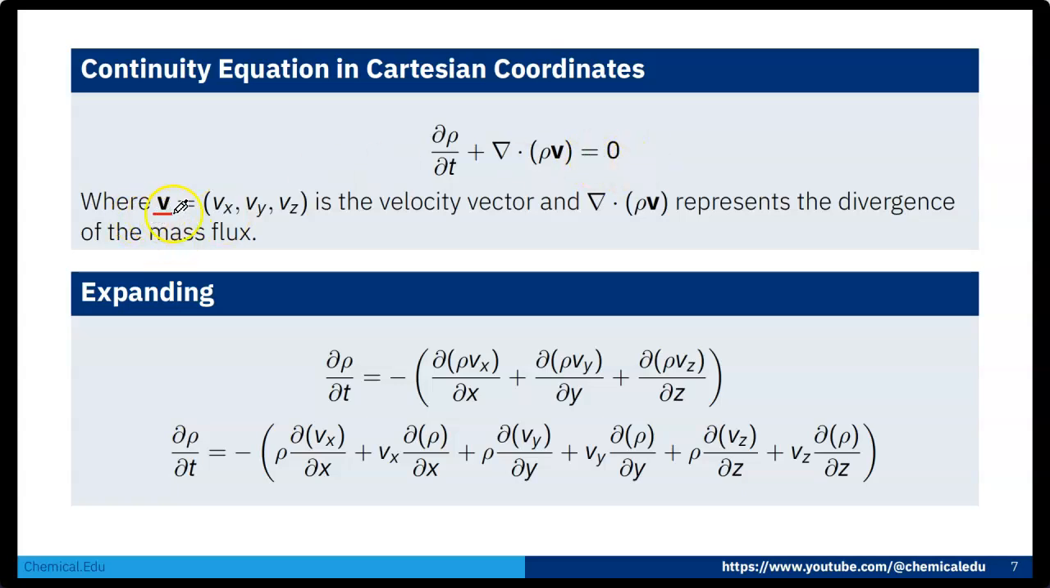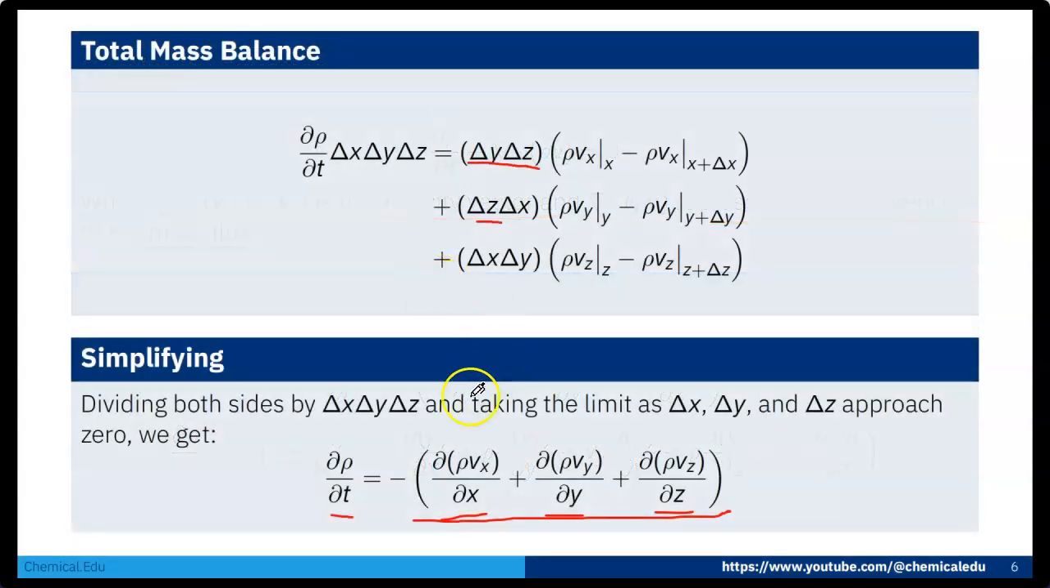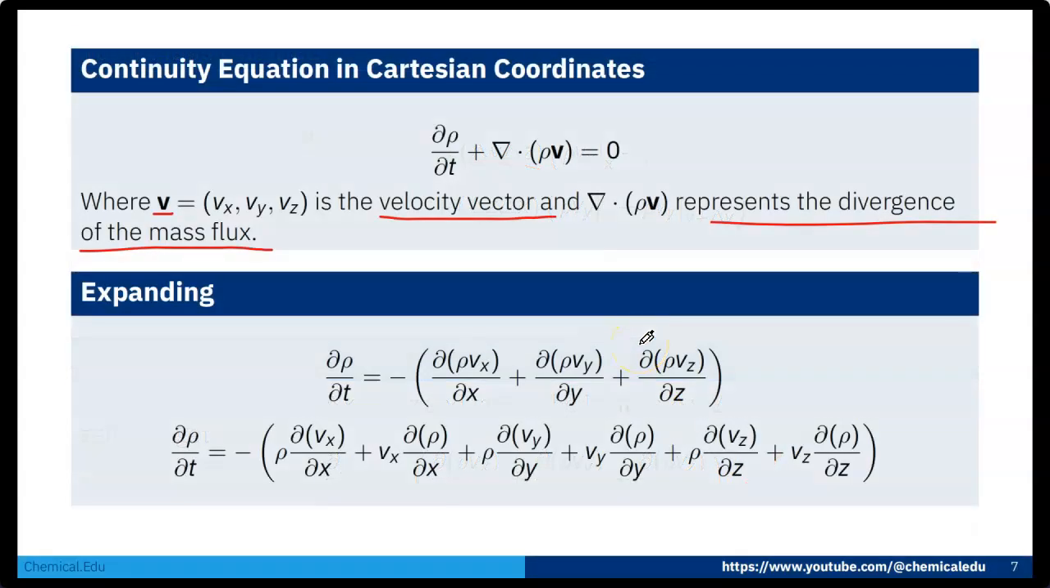Here that capital V is nothing but Vx, Vy and Vz, the velocity vector, and del dot or nabla dot rho v represents the divergence of mass flux. Now if we expand that and do the partial differentiation, we'll get partial derivative of rho with respect to t. Now if I do the partial derivative, we'll get rho into partial derivative of Vx with respect to x, plus Vx into partial derivative of rho with respect to x, and similarly in the y and z directions.